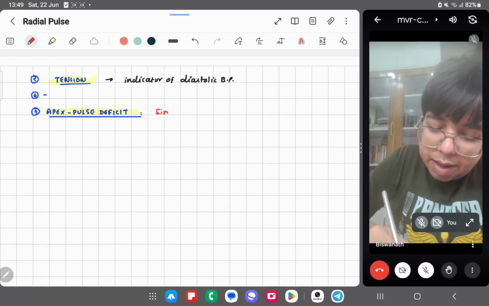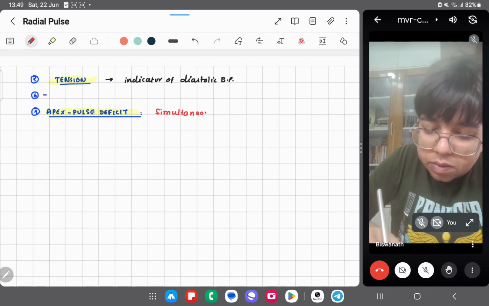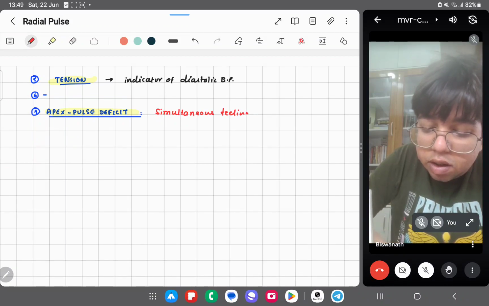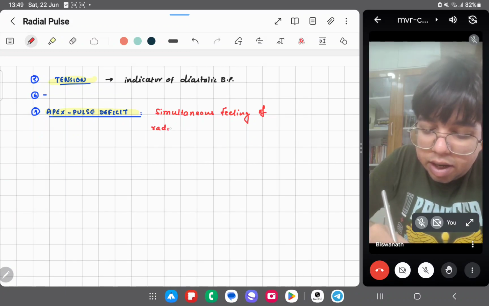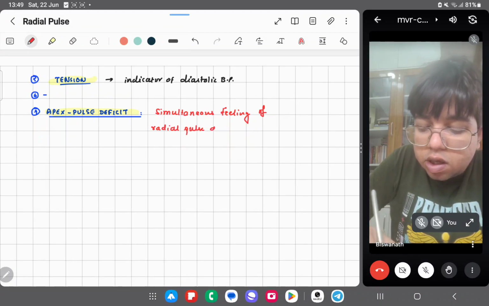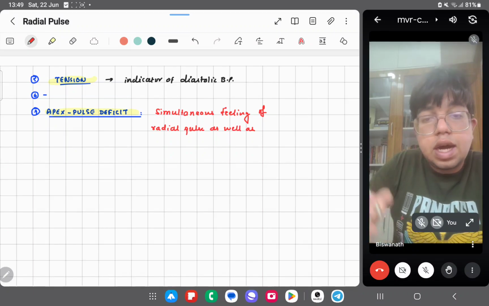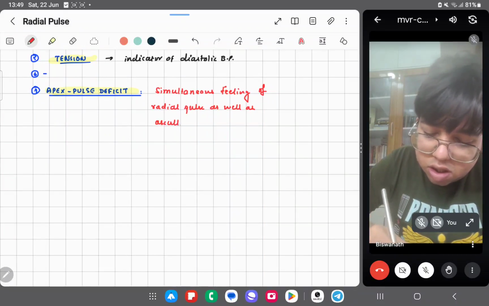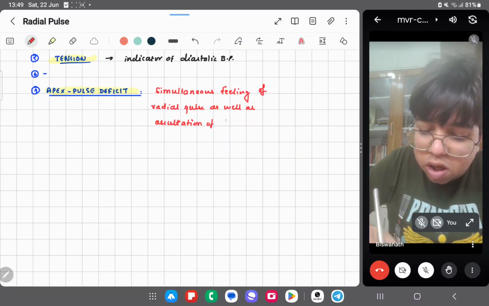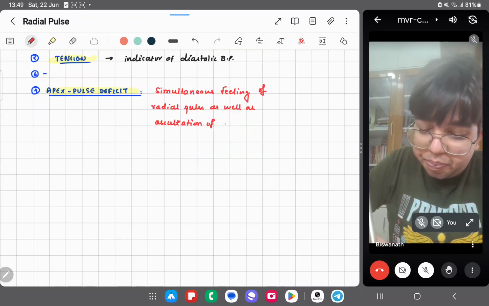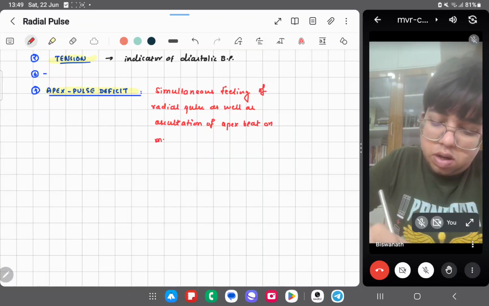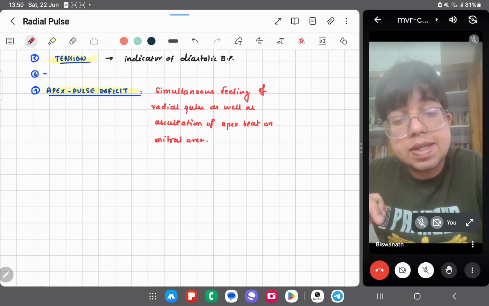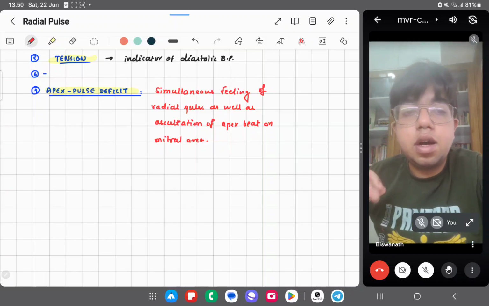So basically, this is the simultaneous feeling of radial artery, radial pulse, as well as auscultation, not the palpation. It's the auscultation of apex beat on mitral area. You know the position of apex beat. We'll discuss in a separate video if you don't, if time permits.